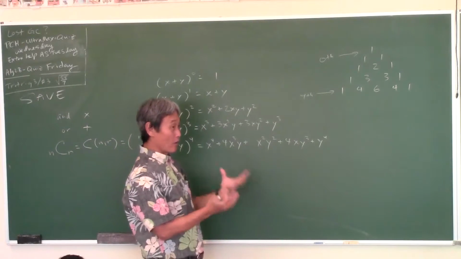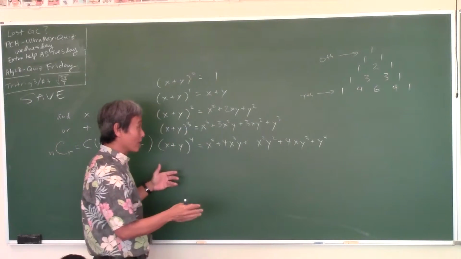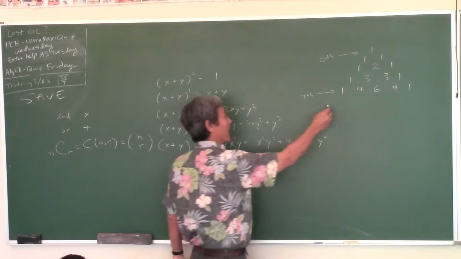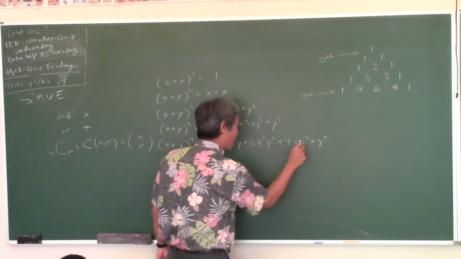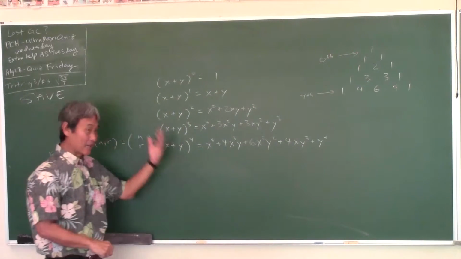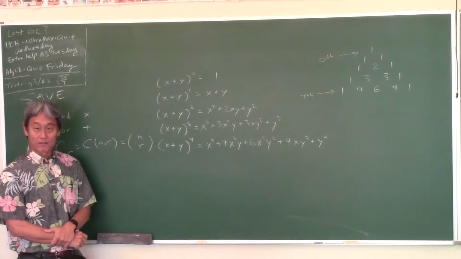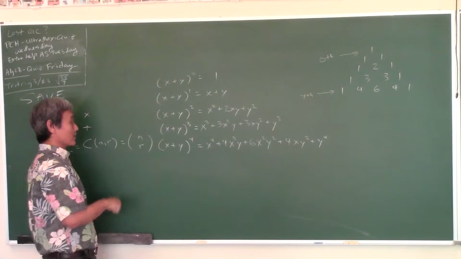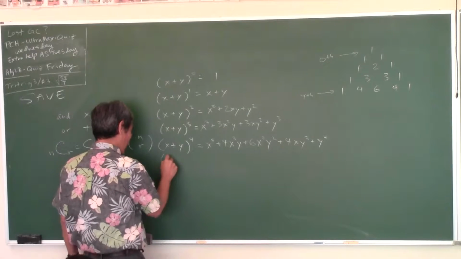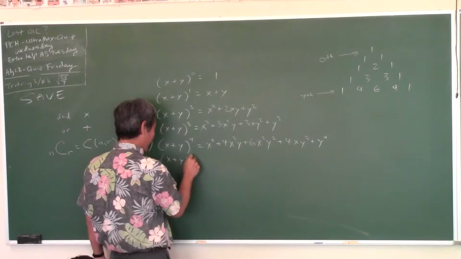So if you want to find the coefficients for x plus y to the 4th, you just go to the 4th row, and these are the coefficients. So you just fill it in. 1, 4, 6, 4, 1. And that's how you expand x plus y to any power. Instead of just multiplying it out like a madman. So now that I've given you the secret, how do you expand x plus y to the 5th?